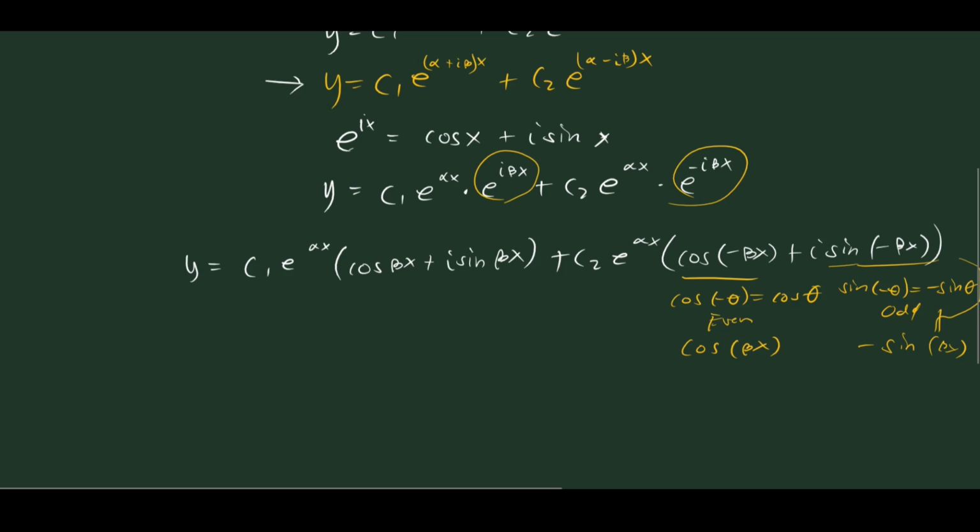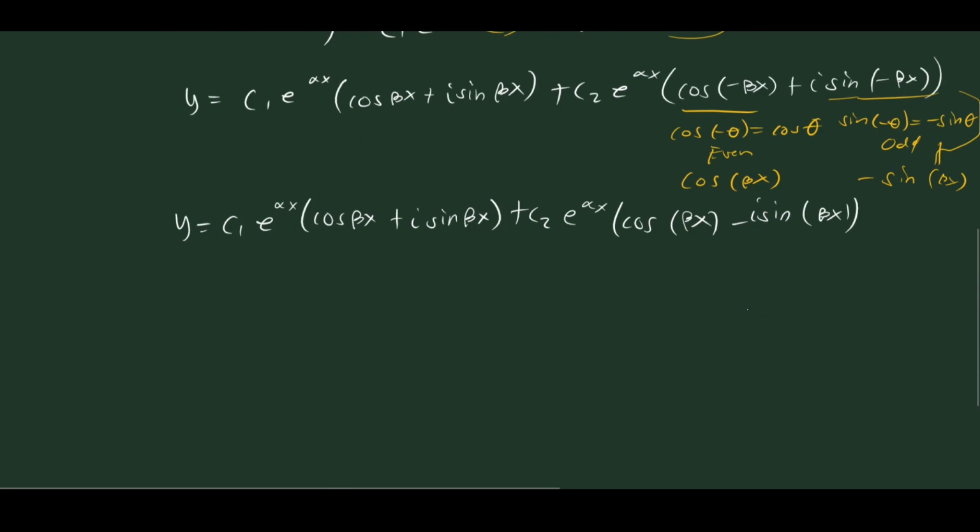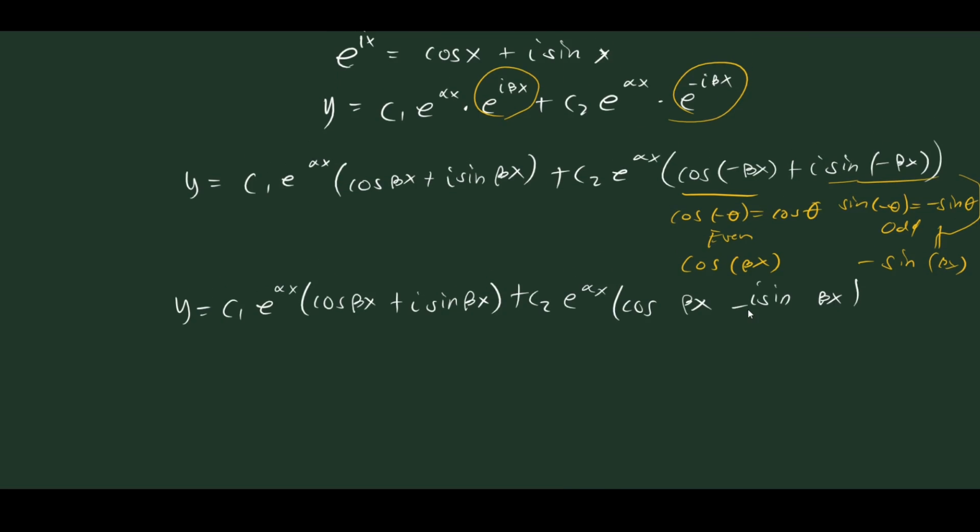Let's rewrite our equation here. So we have y equals c1 e raised to alpha x multiplied by cosine beta x plus i sine beta x, plus c2 e raised to alpha x times cosine beta x minus i sine beta x. Let's just remove the parentheses here. Okay, so there you have it. So this is already a solution.